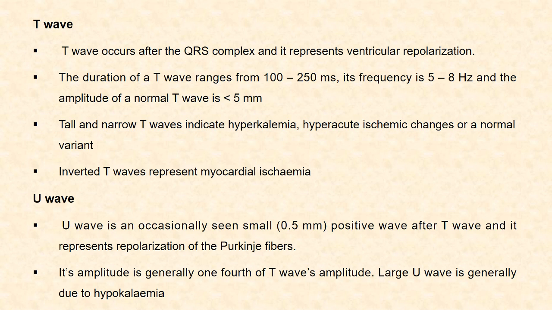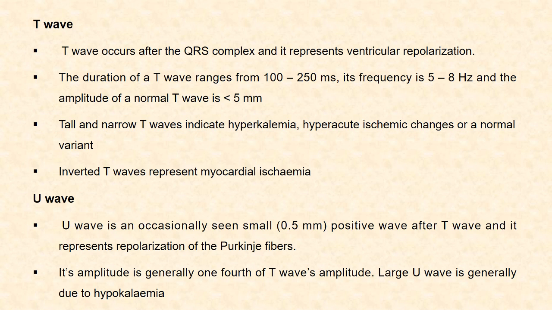Tall and narrow T waves indicate hyperkalemia. Hyperkalemia is nothing but high level of potassium in our blood, and hyperacute ischemic changes. Ischemic is nothing but restriction in blood supply to any tissues or organs of our body, causing shortage of oxygen that is needed for cellular metabolism. Inverted T waves represent myocardial ischemia.